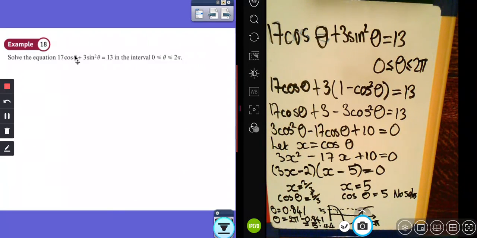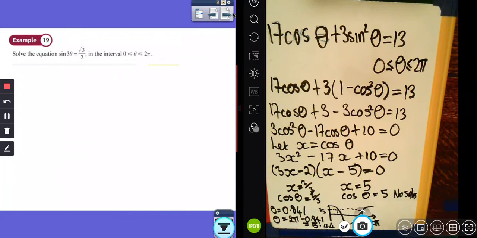Pause, copy all this down, and then once you've got that into your notes, we'll have a go at the next example there, which is going to be this question here.